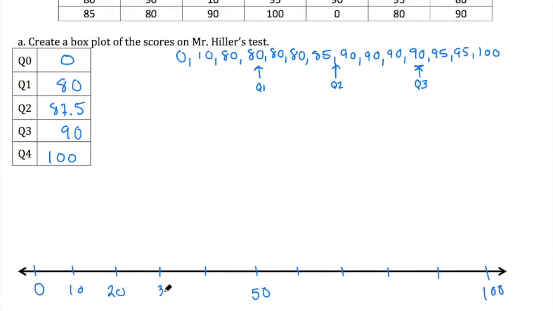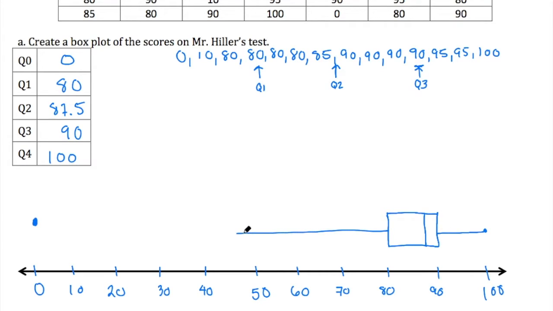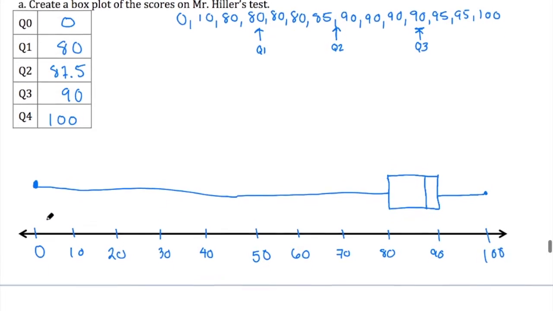So 10, 20, 30, 40, 50, 60, 70, 80, and 90. So our Q0 is at 0, dot there. Our Q1 is at 80, so a line there. Q2 we'll estimate about 87.5 right there, and then Q3 at 90. And then our Q4 is at 100. We'll form our box here and connect our lines, and a long line going all the way down to our lower extreme. So again, a very unusual looking box plot.